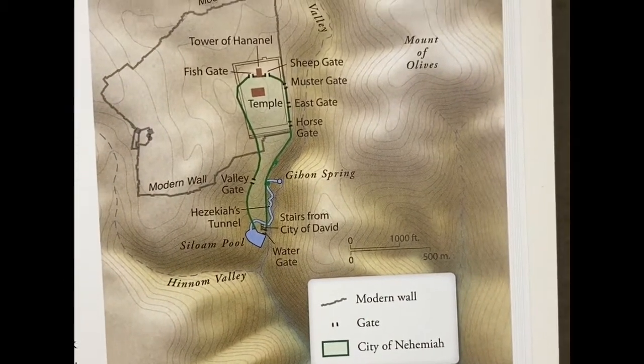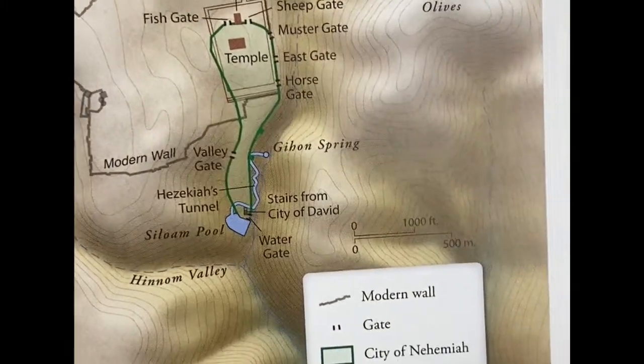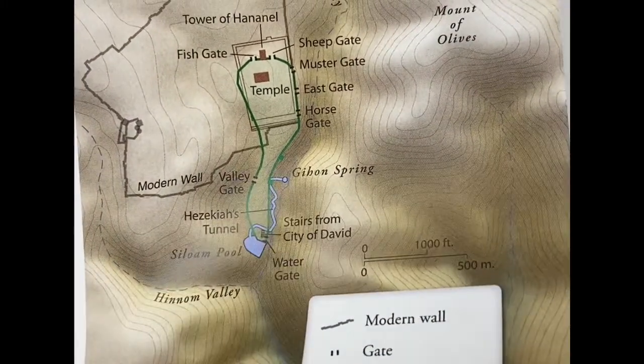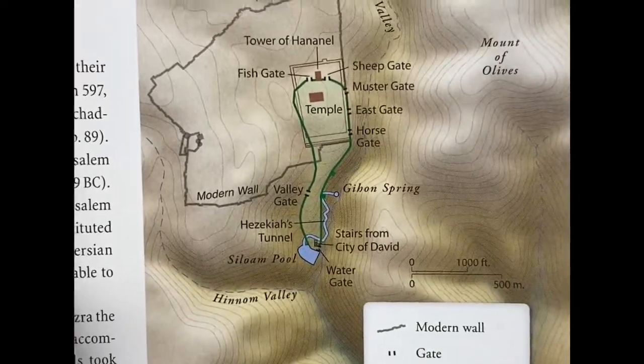Love this part, Jerusalem tied to Nehemiah. So we'll be able to really focus on the history of this temple area.